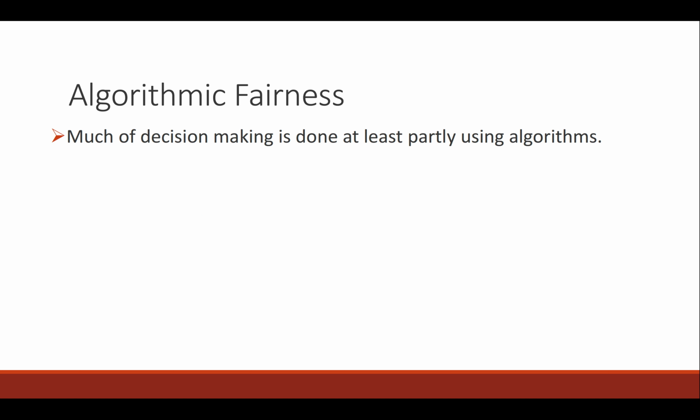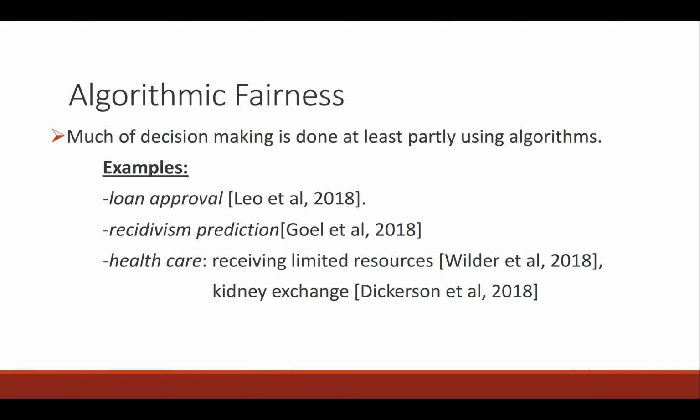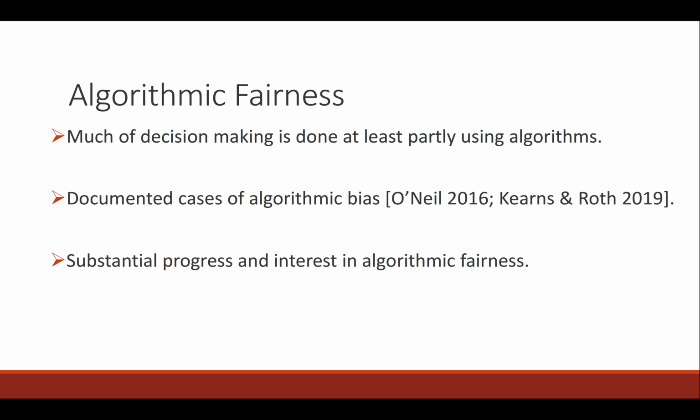Okay, now let's move to algorithmic fairness. So now much of decision making is done at least partly using algorithms. And there are many examples, such as loan approval, recidivism prediction, and healthcare, where algorithms are applied in serious problems such as allocating limited resources and kidney exchange. Now, because of the widespread use of algorithms, we have actually documented cases of algorithmic bias. We will not go through the examples, but we have basically books published about the topic. Because of this, we have substantial progress and interest in algorithmic fairness.